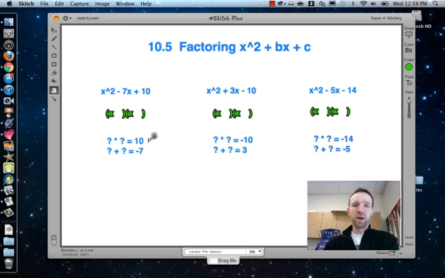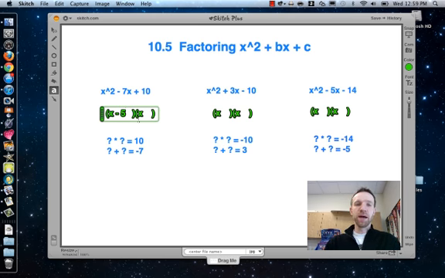So I wrote that down here. What two numbers times each other gives you 10 and add up and give you negative 7? 5 and 2 wouldn't add up and give you negative 7. But what about negative 5 and negative 2? They would add up to negative 7, and negative 5 times negative 2 would be positive 10. So those two answers, negative 5 and negative 2, check for both these problems.